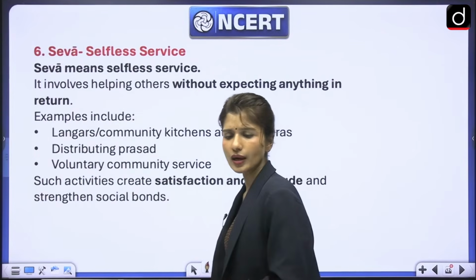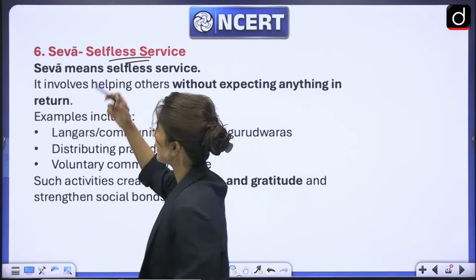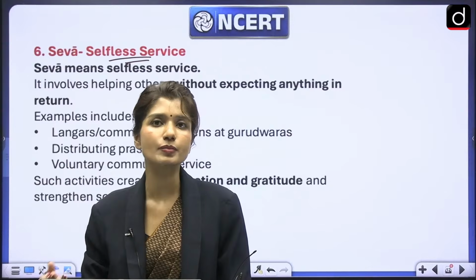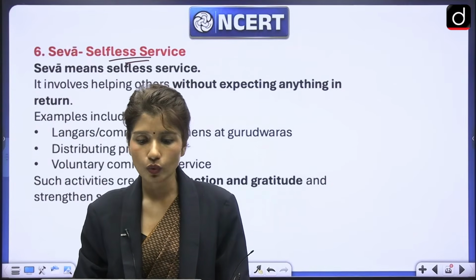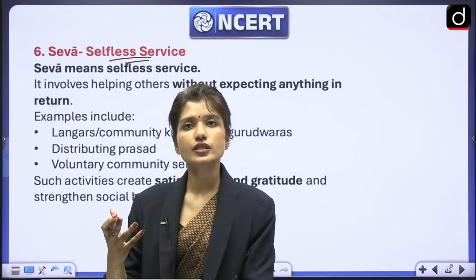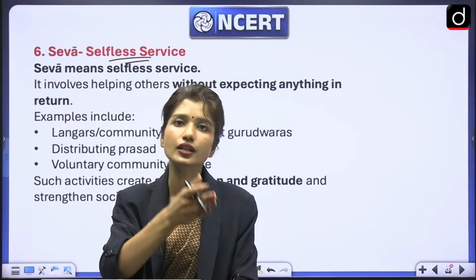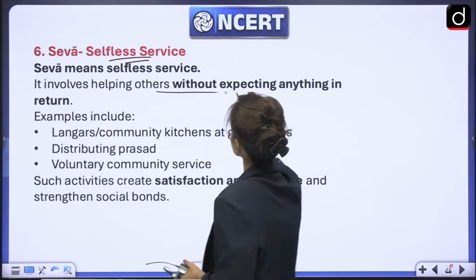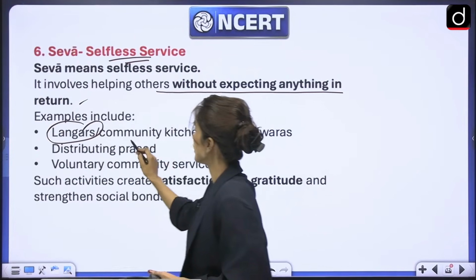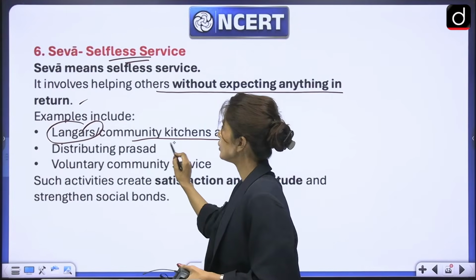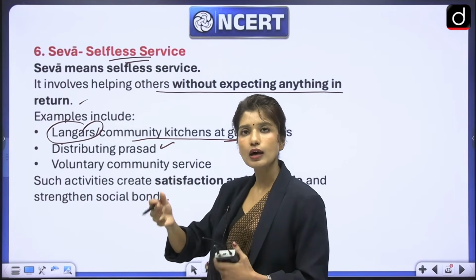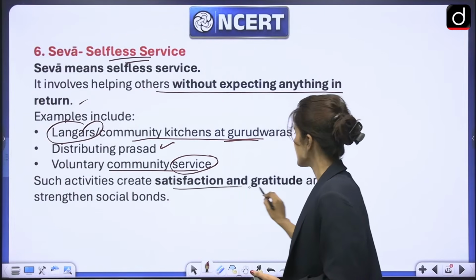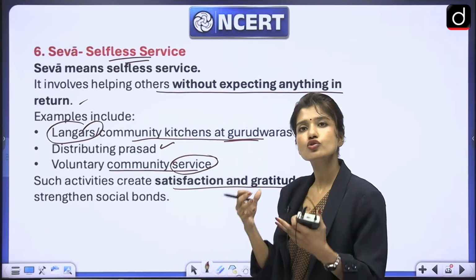Now, somebody asked about seva, right? Seva is called selfless service. In fact, you would have seen this in gurdwaras. This concept is very famous in gurdwaras. Even very wealthy people, businessmen, go to gurdwaras for seva, this selfless service. So what is seva? Seva means when you try to help people without expecting anything in return, that is called selfless service, right? And that's the concept of seva. It involves helping others without expecting anything in return. For example, langars or community kitchens at gurdwaras, as I told you, right? When you distribute prasad, are you expecting something out of this? No, you just distribute prasad, right? Then voluntary community services. These are examples of seva, and these create satisfaction and gratitude, and overall this creates stronger social bonds.